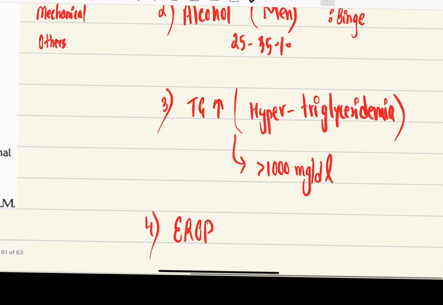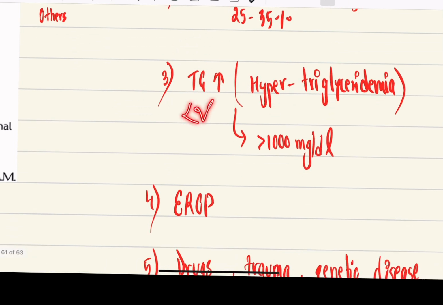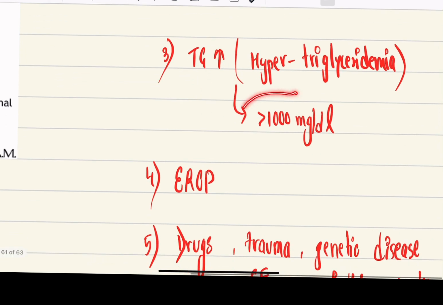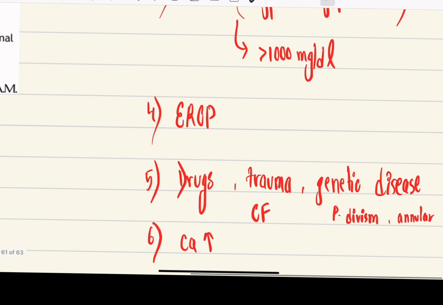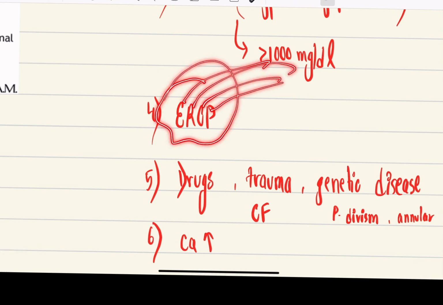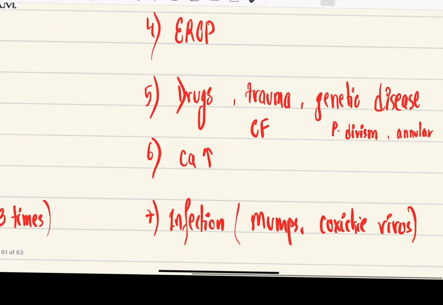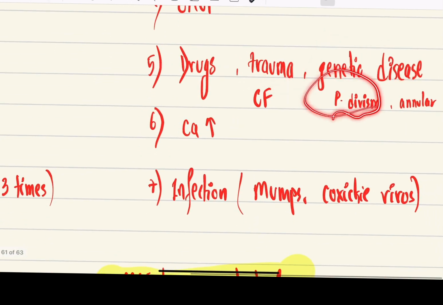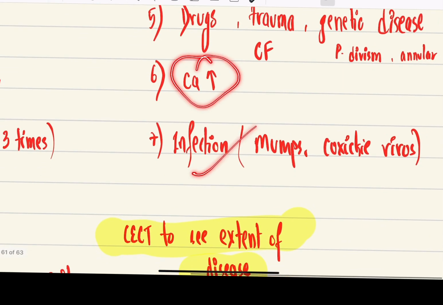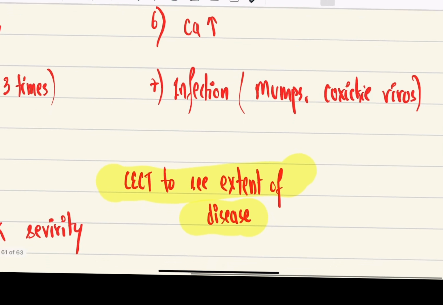The next cause is hypertriglyceridemia. The normal is less than 200. If it is more than 1000, then there is a higher chance of pancreatitis. Next is ERCP, endoscopic retrograde cholangiopancreatography, some drugs, trauma, genetic diseases like cystic fibrosis, pancreas divisum, hypercalcemia, and infections like mumps and Coxsackie virus, etc.